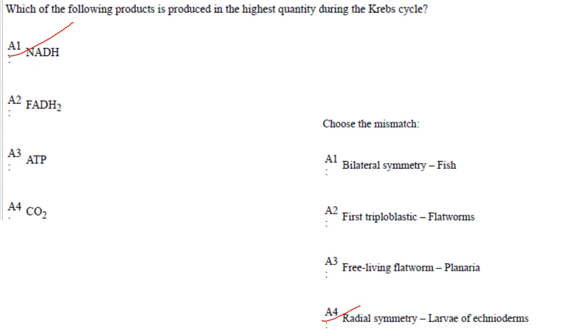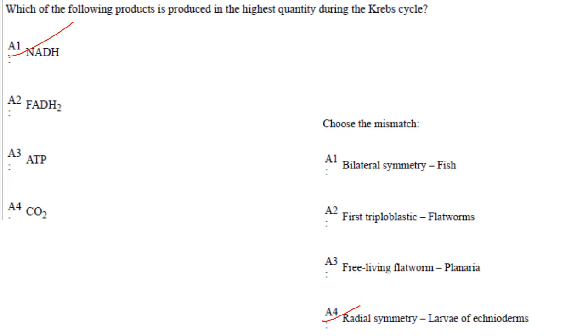So for every 2 molecules of pyruvate that enter the Krebs cycle, 6 molecules of NADH are generated, and 4 molecules of carbon dioxide, 2 molecules of FADH2 and 2 molecules of ATP or GTP are produced. So the answer here is 6 molecules of NADH generated. So naturally option 1 is the correct answer, that is NADH. Then choose the mismatch.